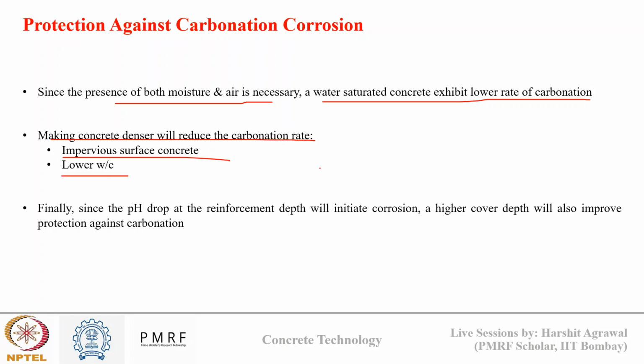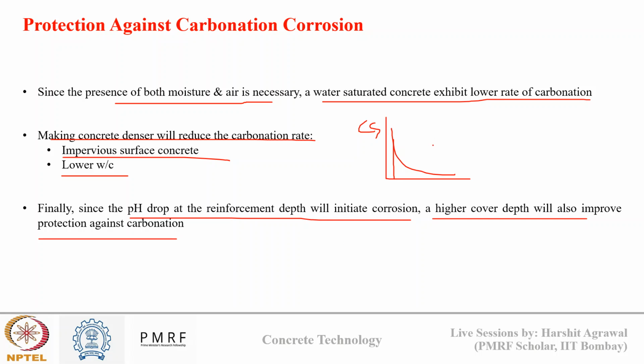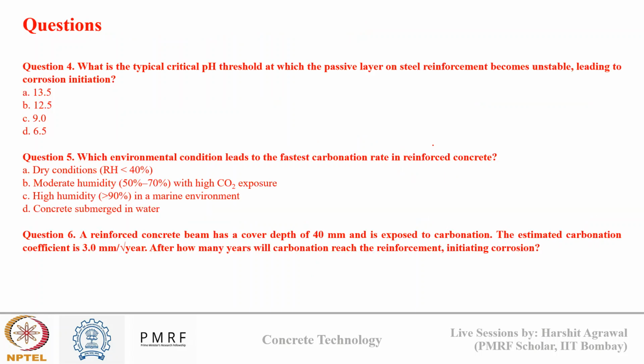Or if we use a very low W by C ratio, we will have a very high strength of concrete and a very low porosity of concrete, so that can also reduce the carbonation rate. And finally, since pH drop at the reinforcement depth will initiate corrosion, having a higher cover depth can also increase the protection against carbonation. If my cover depth is higher, the CO2 will be required to penetrate through a larger concrete depth, and that penetration will take much more time. So that can delay the corrosion due to carbonation. These three are common ways in which we can protect concrete against carbonation corrosion.